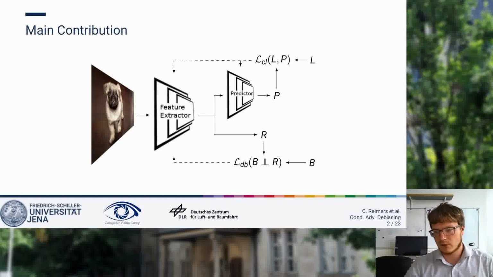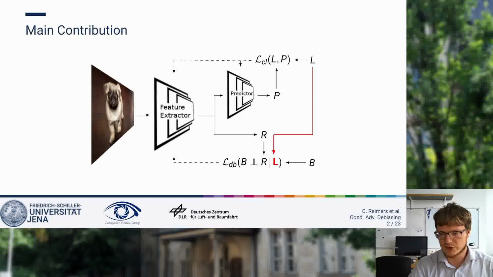The main contribution of this paper is that we suggest to use a conditional dependence instead. So instead of the debiasing loss forcing the representation to be independent of the bias variable, we force it to be independent of the bias variable given the correct label.